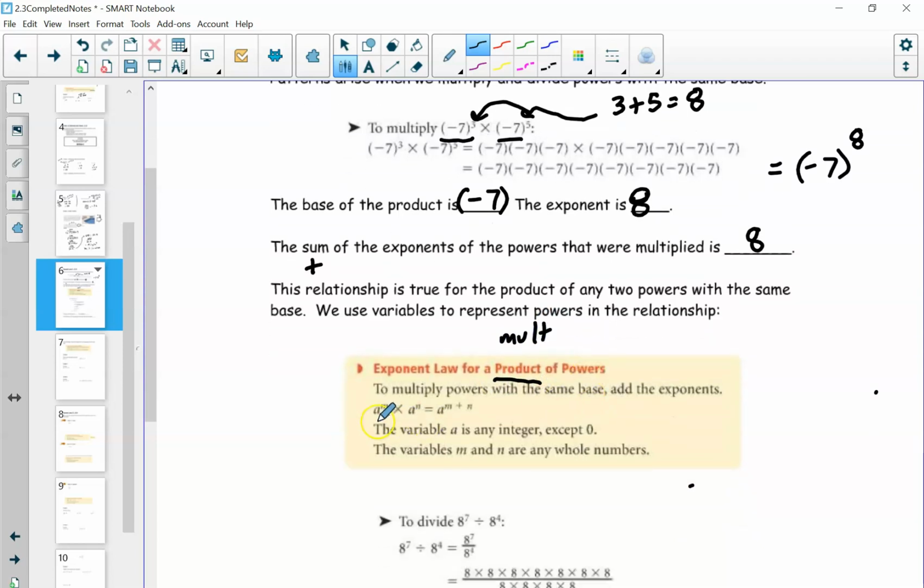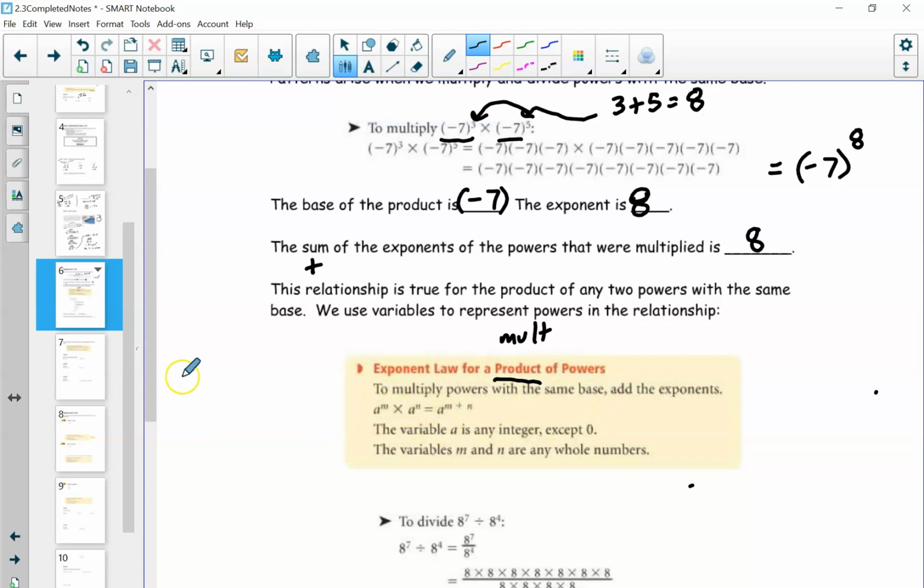Now this is just taking care of the general case. a is any number except for 0. So it doesn't matter if it's 2, or 3, or 4, or 5, as long as it's the same here and here. a to the power of m can be any number, and n can be any number.